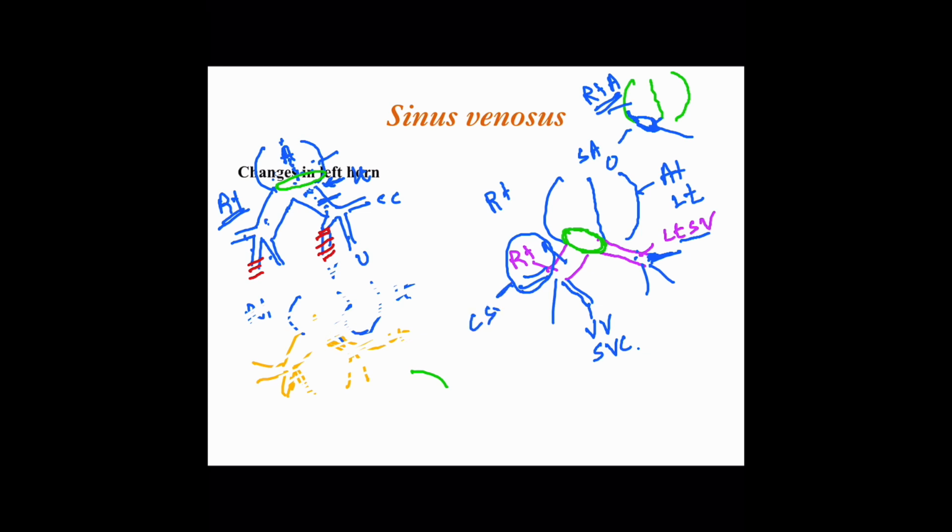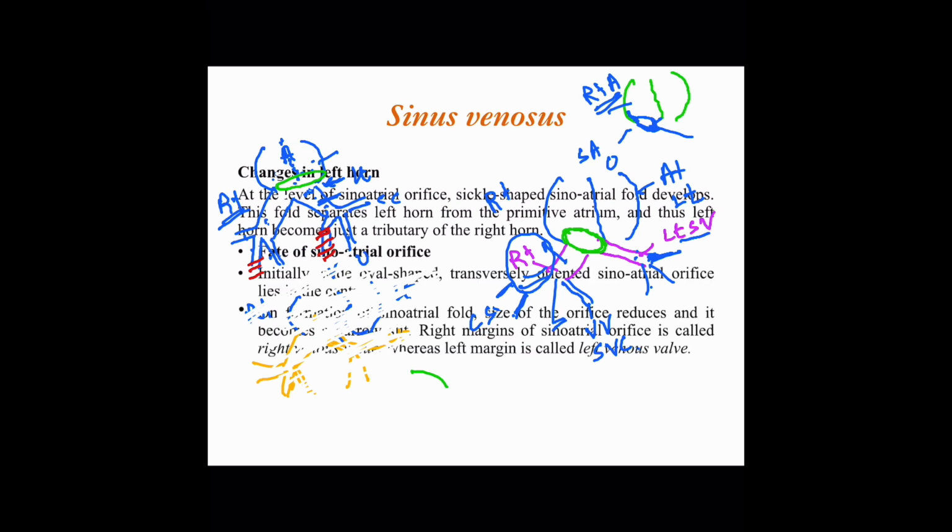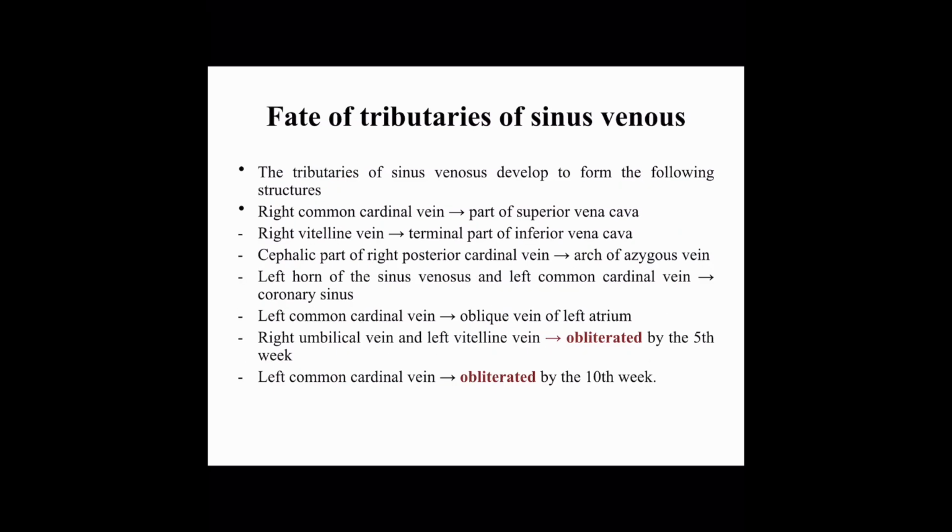Then part of the left common cardinal vein will form the oblique vein of the left atrium. The right umbilical vein and left vitelline vein will be obliterated. So this is the fate of the sinus venosus, the same thing which we have already discussed.